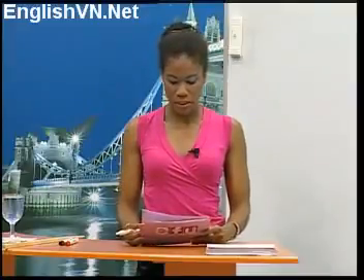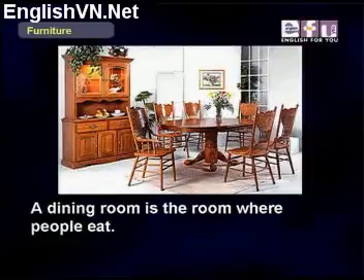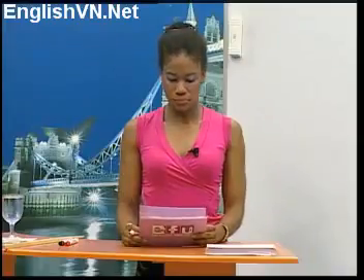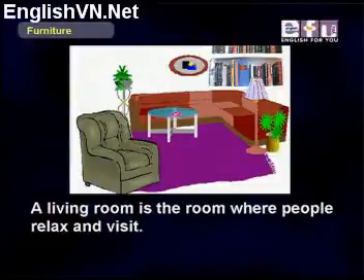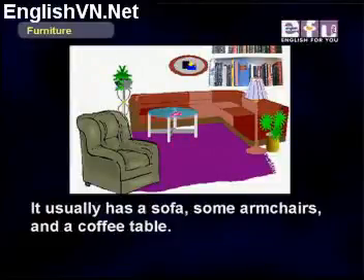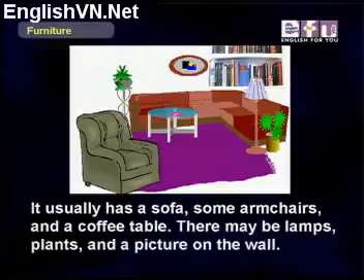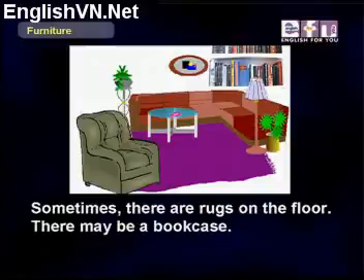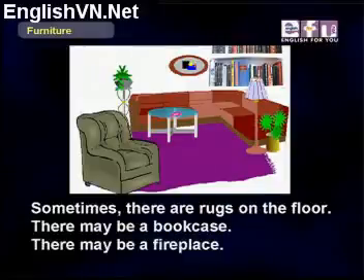Now the dining room. The dining room is the room where people eat. It usually has a big table, chairs, and a cabinet or buffet. Living room. A living room is the room where people relax and visit. It usually has a sofa, some armchairs, and a coffee table. There may be lamps, plants, and a picture on the wall. Sometimes there are rugs on the floor. There may be a bookcase. There may be a fireplace.